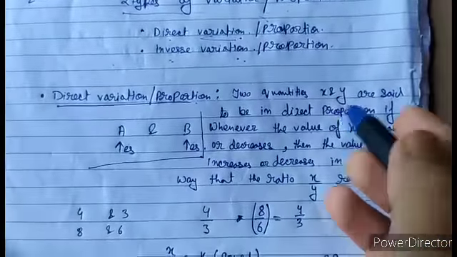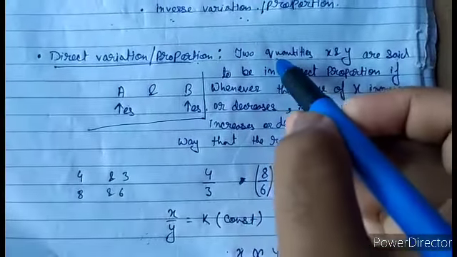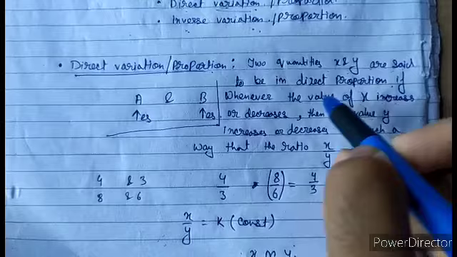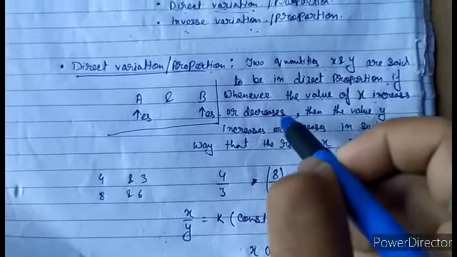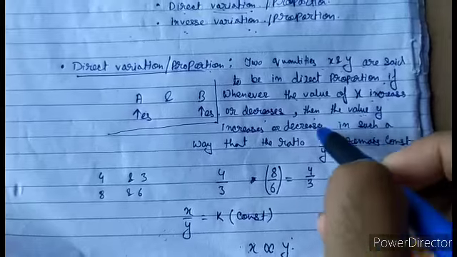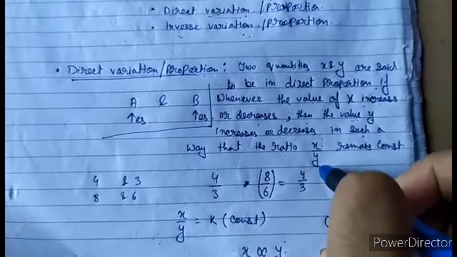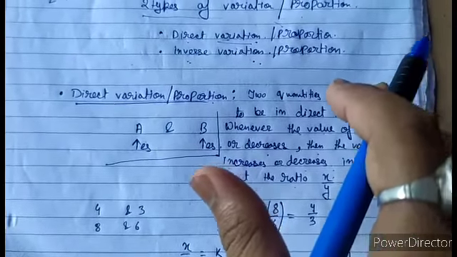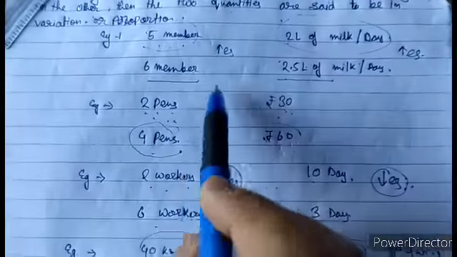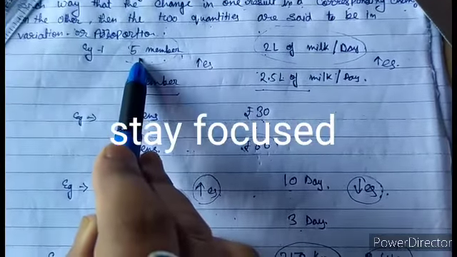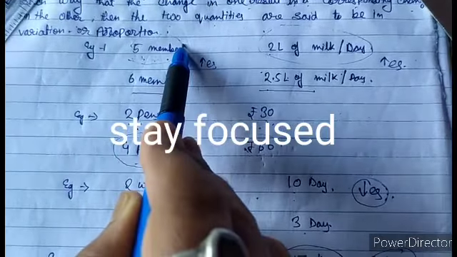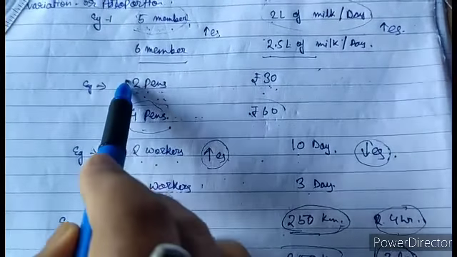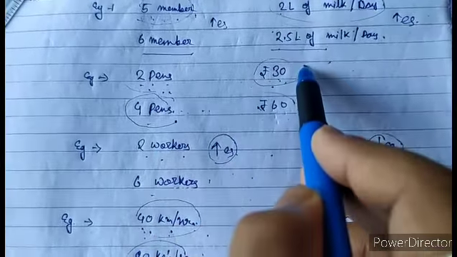Direct variation or proportion. Two quantities x and y are said to be in direct proportion if whenever the value of x increases or decreases, the value of y increases or decreases in such a way that the ratio x by y remains constant. In simple words, this is related to the first two examples we have read. As the number of members increased, the consumption of milk also increased. As the number of pens increased, the cost price also increased.